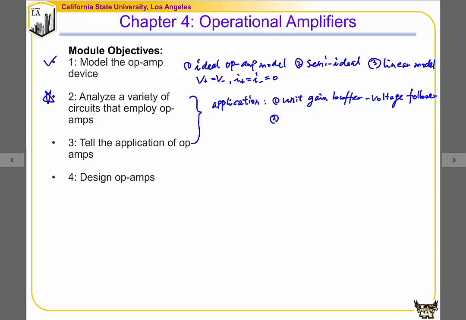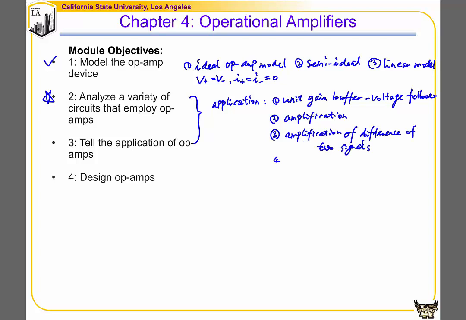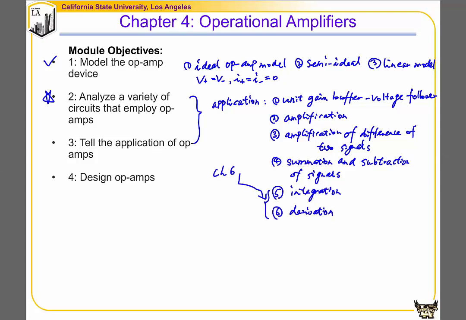The second one is the basic amplification of a signal. We also learned the amplification of the difference of 2 signals. And we also learned the summation and the subtraction of signals. And when it comes to chapter 6, we also learn how to add a capacitor into a circuit, to be able to calculate the integration and time derivative. And the other thing implies it will be tested together with chapter 6. And to tell the application, this is of our lower requirement. We already mentioned all the applications.